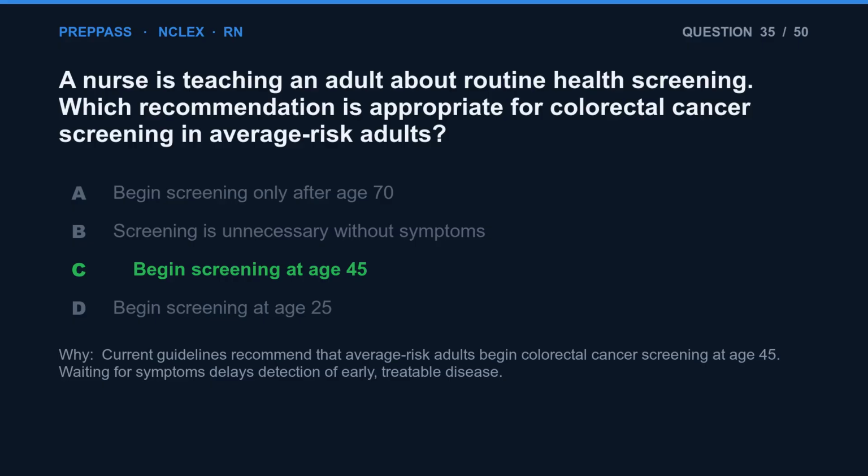The correct answer is C. Current guidelines recommend that average-risk adults begin colorectal cancer screening at age 45. Waiting for symptoms delays detection of early, treatable disease.